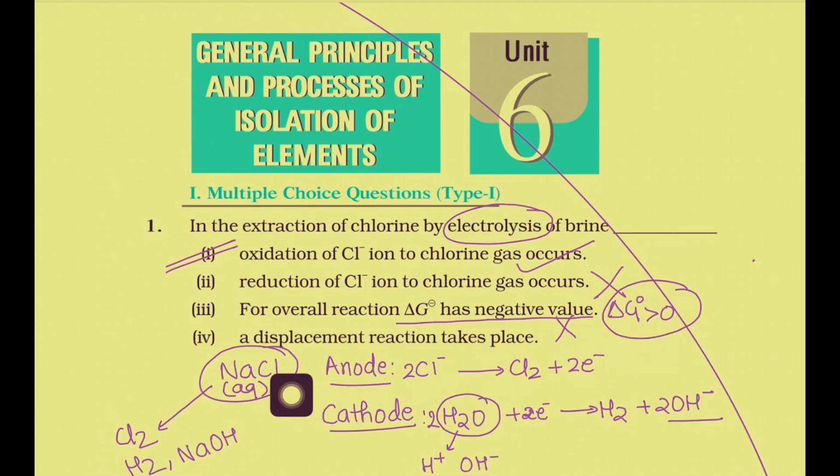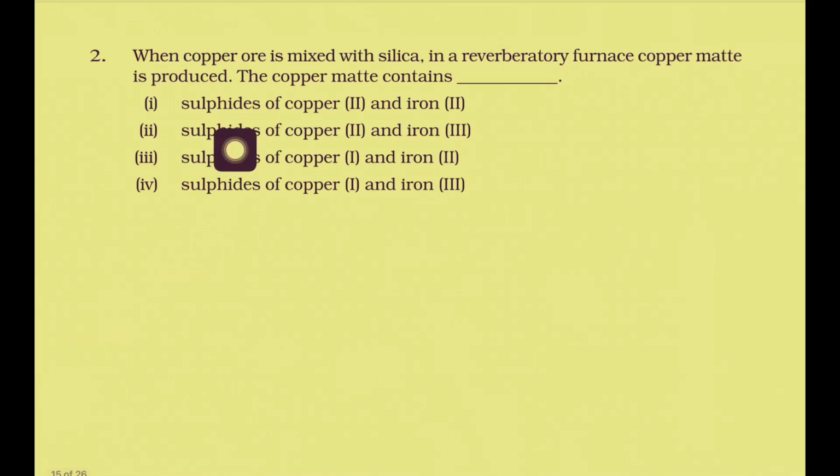So that's wrong. A displacement reaction takes place. No, this is not a displacement. This is the electrolysis of brine where chloride ion is getting oxidized and water getting reduced to hydrogen. So the correct answer should be the first one. Let's see the next question.